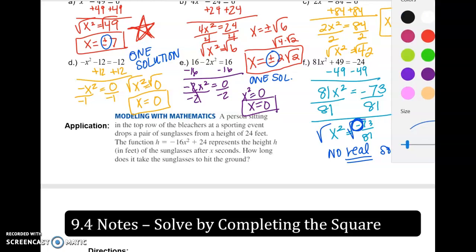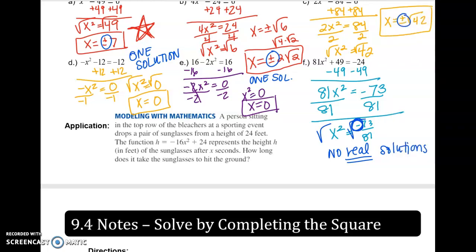All right, one more application problem. A person sitting in the top row of the bleachers at a sporting event drops a pair of sunglasses from a height of 24 feet. You all know I love to draw pictures. So here I am drawing my picture. So they dropped the sunglasses from a height of 24 feet.